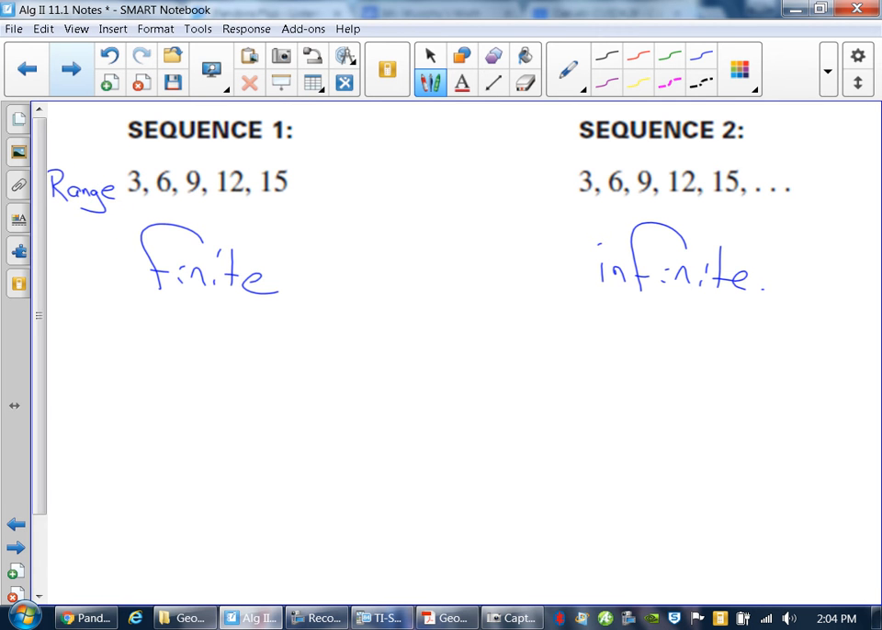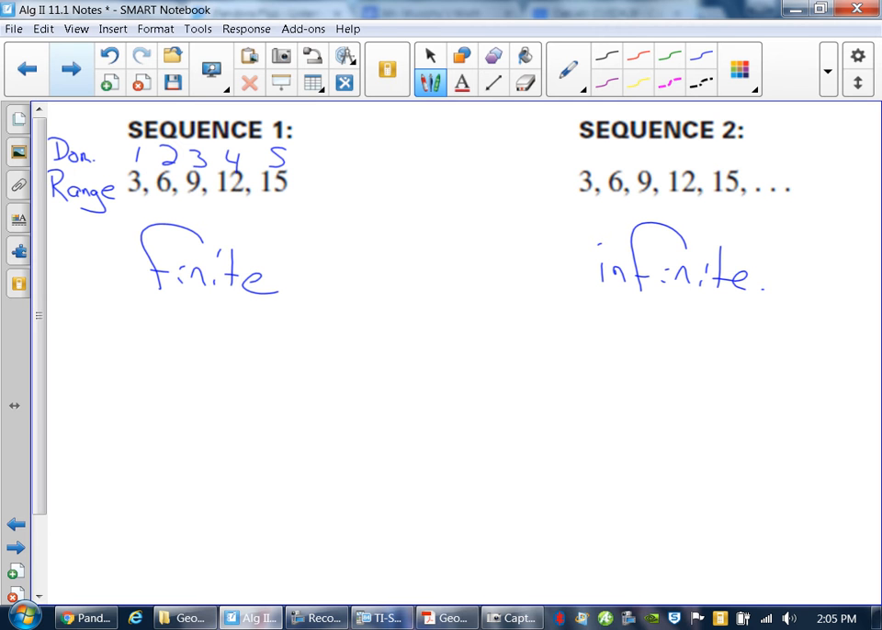The domain of these would be first term, second term, third term, fourth term, fifth term. That's what that means. First term is 3, second term is 6, third term is 9, fourth term is 12, and so on. That's the domain? Yeah. The domain is which number it is in the sequence. The range is what it is.